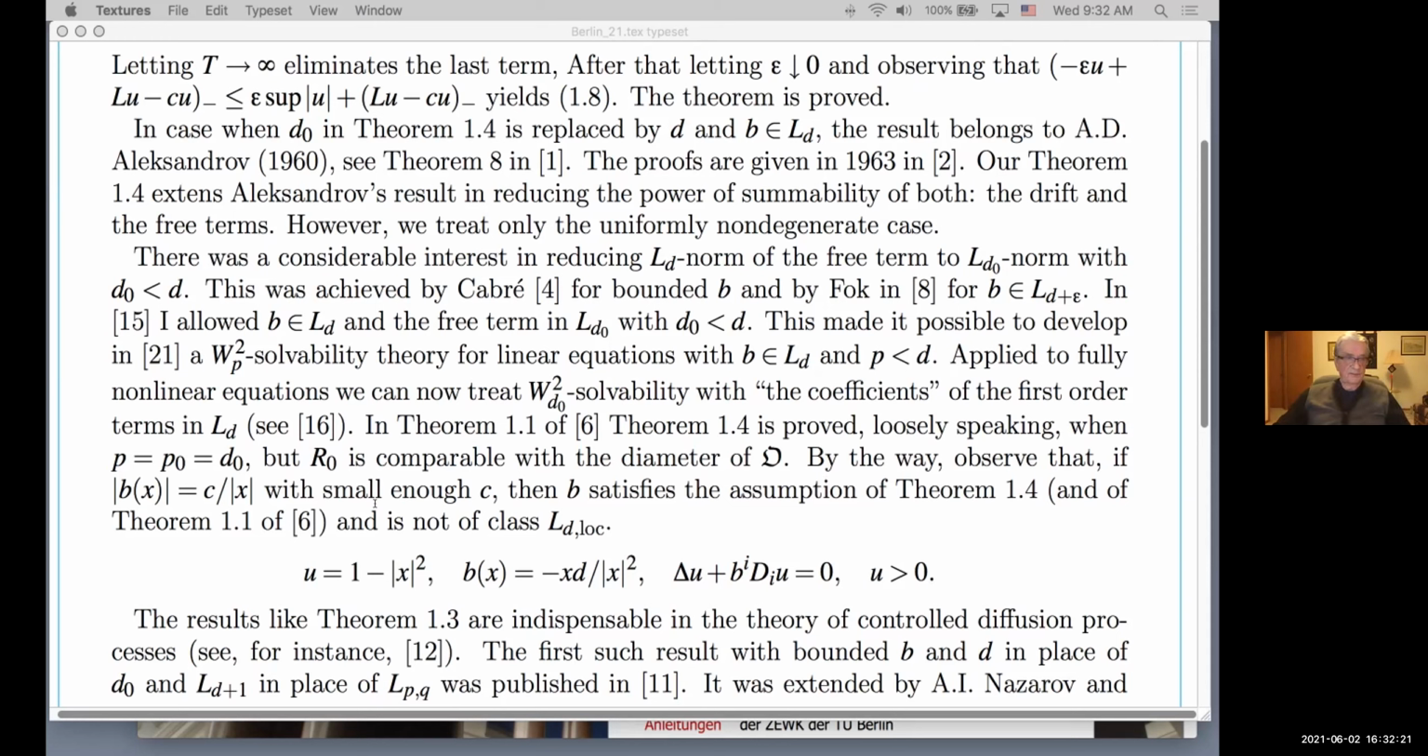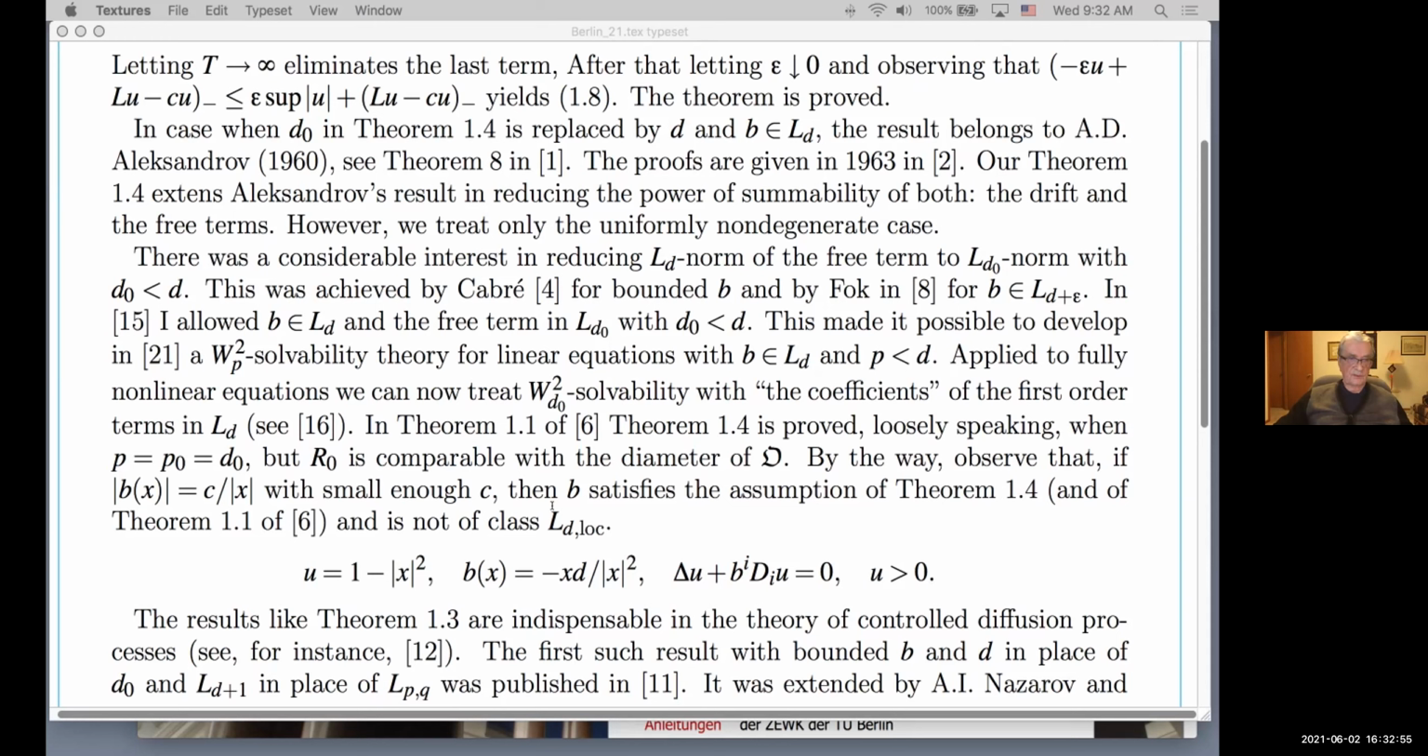Observe that, let's concentrate on the elliptic equation. For the parabolic equation, unfortunately, I don't have any example showing that something is impossible. If you take a B, absolute value of B equal to C over absolute value of X, with small enough C, then B satisfies the assumption of Theorem 1.4.